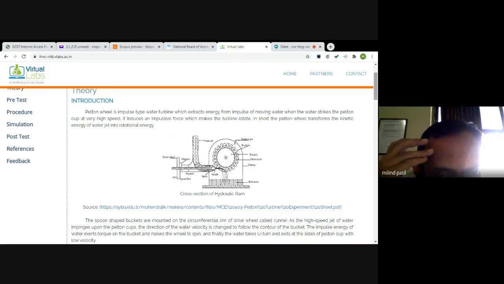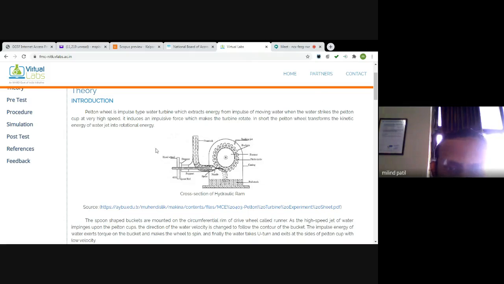Here, the Pelton turbine is a high head turbine and it's a free jet turbine. This means the runner is rotating in atmospheric pressure. The pressure everywhere, that is, when the jet strikes the bucket or after striking the bucket, is always atmospheric pressure. And this is why it is called the free jet turbine.